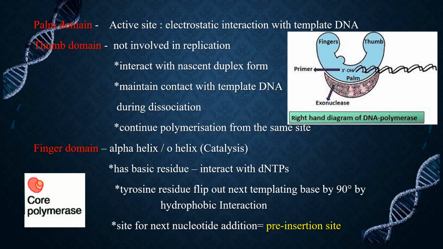In the case of the finger domain, it contains a critical alpha helix called the O helix that is involved in catalysis. It has basic residues that interact with the phosphates of incoming dNTPs and align them parallel. A tyrosine residue that is hydrophobic flips out the next templating base by 90° through hydrophobic interaction. It marks the site for next nucleotide addition and is called the pre-insertion site.